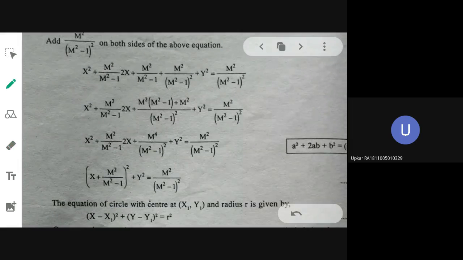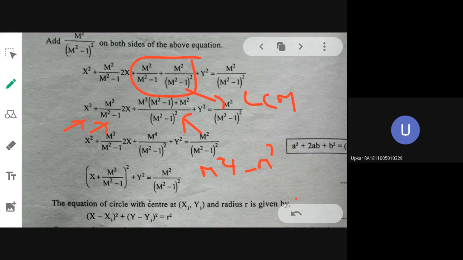What terms have they grouped? x squared they have taken, and m squared divided by m squared minus 1 times 2x they have taken, and between these two terms they have taken the LCM. If you simplify that, what answer will you get? This will become m to the power 4 minus m squared plus m squared, so that m squared gets cancelled. So finally the answer will be m to the power 4 divided by m squared minus 1, the whole square. This term you will get after taking the LCM.